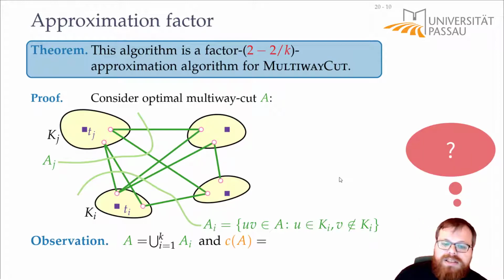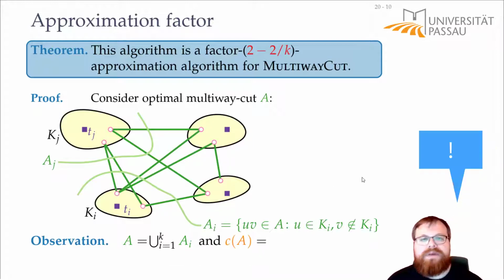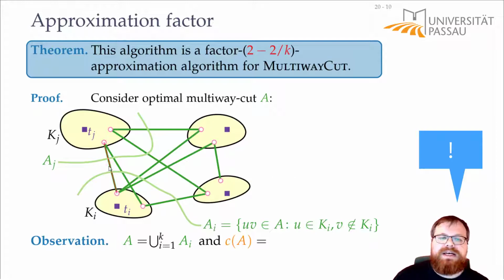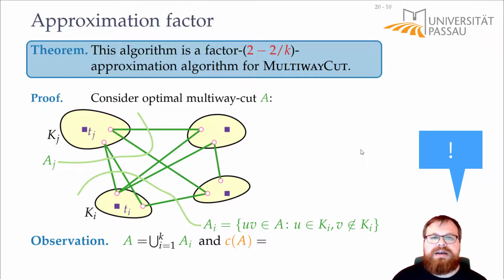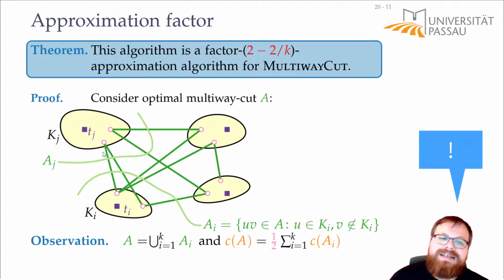It doesn't connect any of these components anyways, so why should it be in the multi-way cut? And what about the cost of A? For that, just pick any edge of the multi-way cut. For example, this one. This connects 2 components. Here, the component Ki and the component Kj. That means that this edge belongs to the set Ai and to the set Aj. So it belongs to exactly 2 of these sets. And that holds true for all the edges in the multi-way cut. Each of them belongs to exactly 2 of these sets. So the sum of the costs of these Ai sets is exactly twice the cost of A.